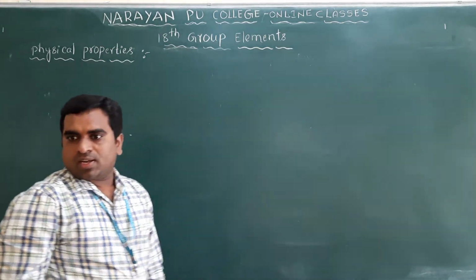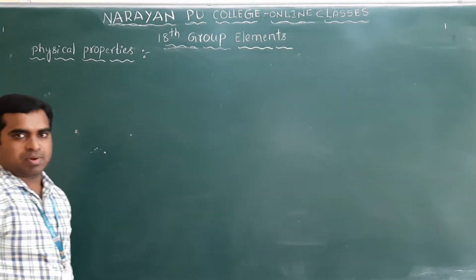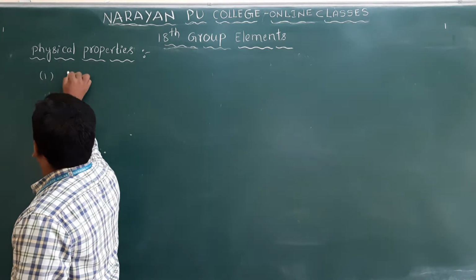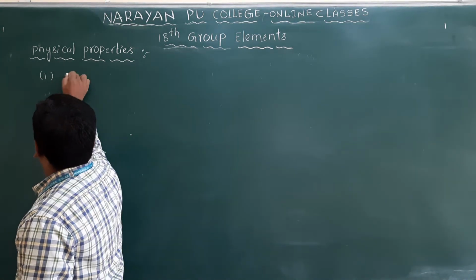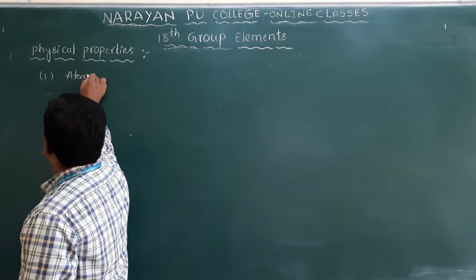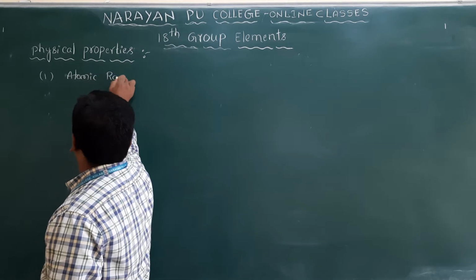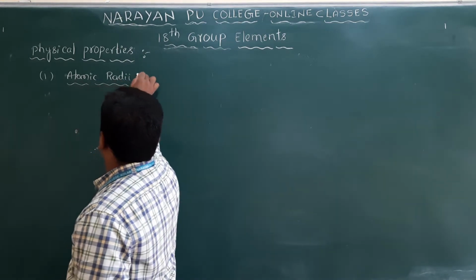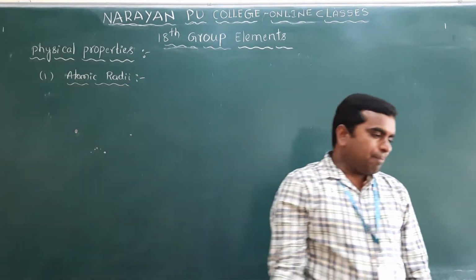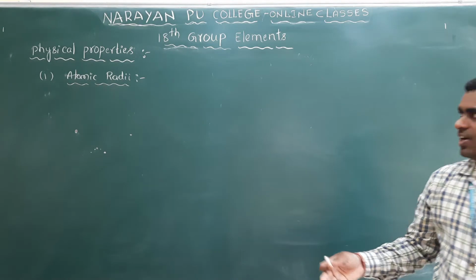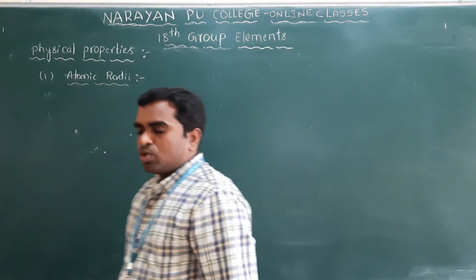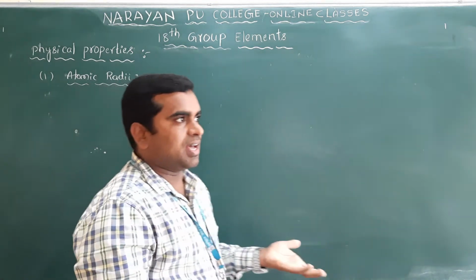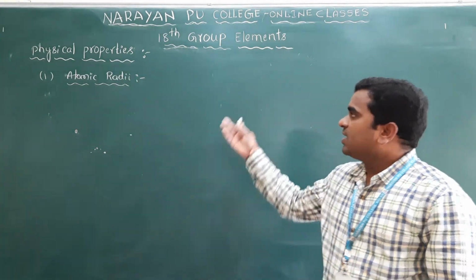So next one is here physical properties. Okay? So first we will discuss in the physical properties atomic radii. What is it here? Atomic radii. If you compare atomic radii of the 17th group and 18th group, which one will have the large atomic size? You know large size will be the 17th group.